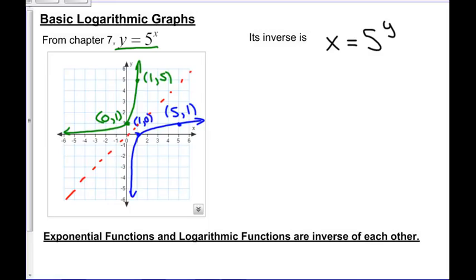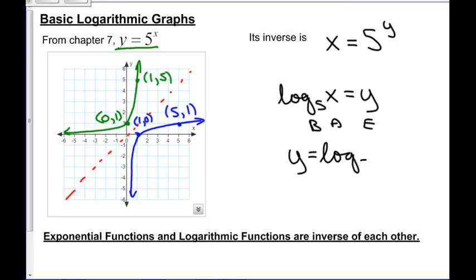Let's try switching forms. So if we were to do that, we'd say log with a base of 5. That's the base here. The answer from the exponential would have been the x. And the exponent would have been y. Or write it the other way around. y equals log base 5 of x. These two things are inverses of each other. Okay, so they're related. They undo each other, logs and exponents.